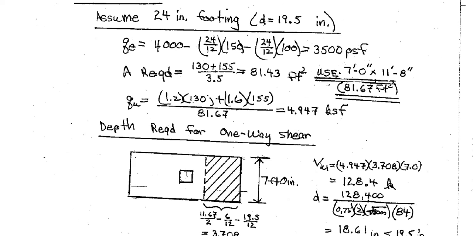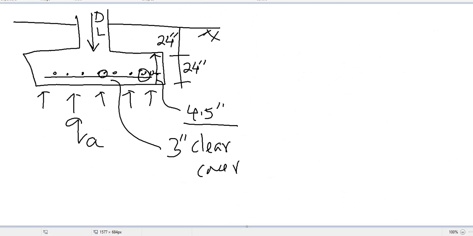Now, if I go back to this figure, you can see the depth is 4 feet, 48 inch, from here to there. So if we assume our footing depth is 24, another 24 is here.